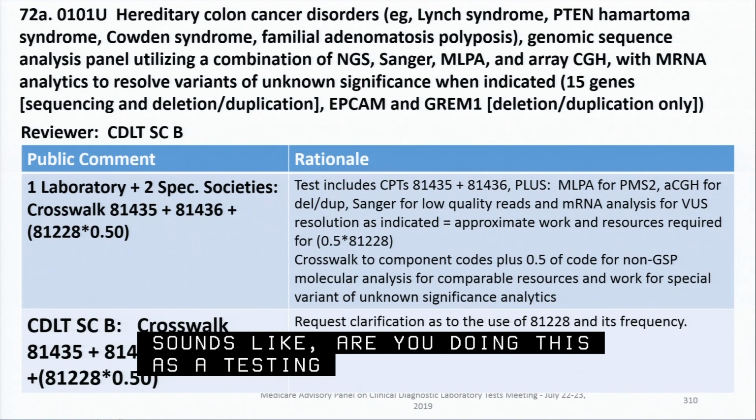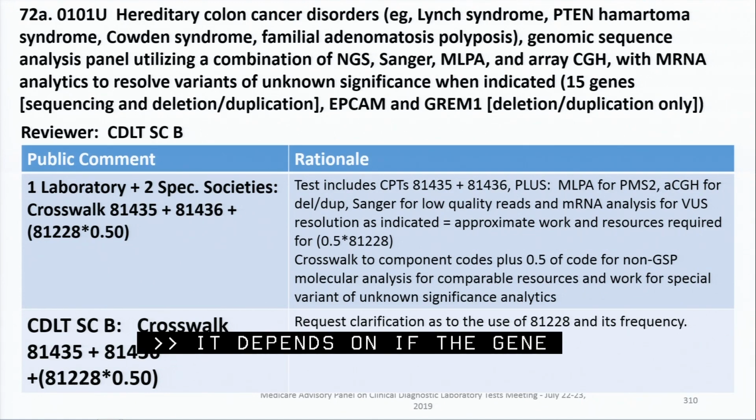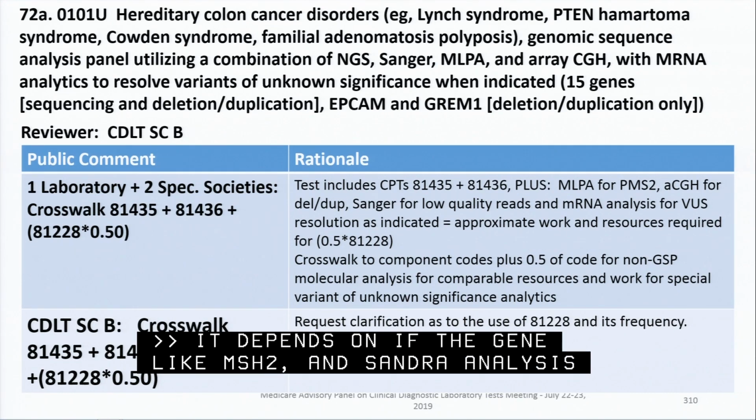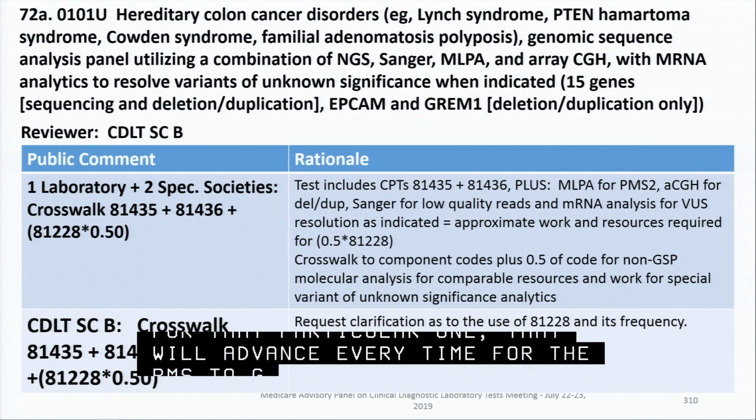So it depends on if the gene like MSH2 has a homopolymer region requiring the addition of Sanger analysis for that particular one, that will be done in advance every single time it is performed. And it's the same for the PMS2 gene or for any genes that have those known troublesome regions, summing up the aforementioned.